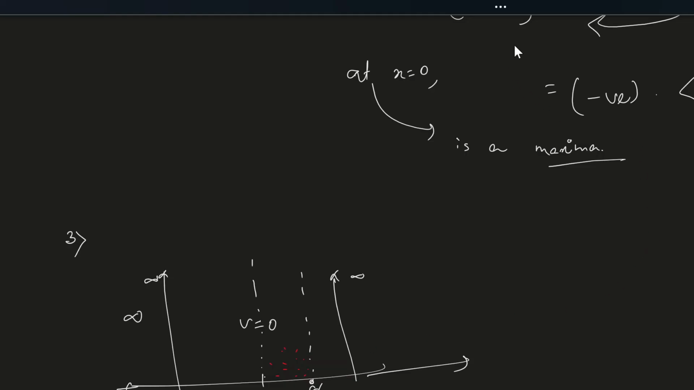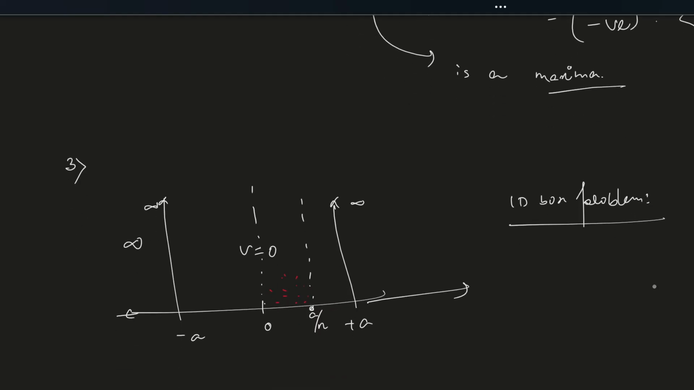Now for doing that you have to get the wave function of the particle, and because it is a 1D box problem, you have to identify the problem to directly get the answer. So this is a one-dimensional box problem or infinite potential well problem. So you know the wave function for this case generically, that is psi n(x) equal to root over 2 by a sine n pi x by a.